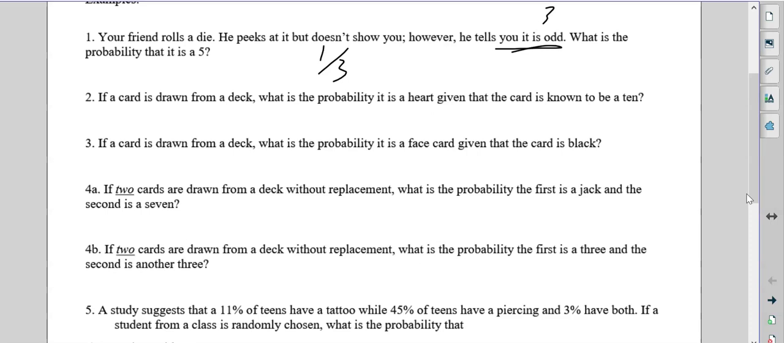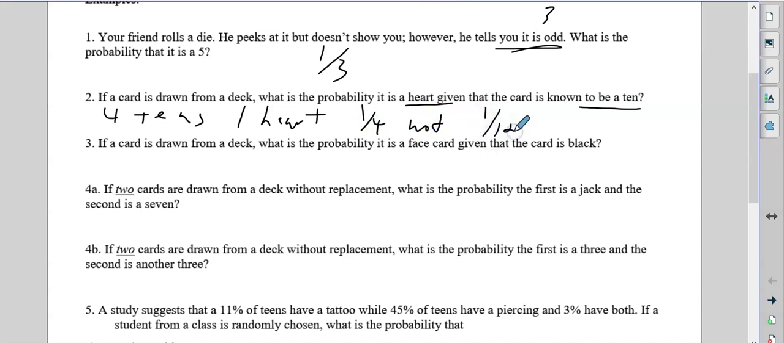If a card is drawn from a deck, what's the probability it's a heart, given that the card is known to be a 10? All right. Well, if you know it's a 10, you know there are 4 10s in the deck. And there's only one suit of hearts. So that's 1 out of 4, not 1 out of 13. You're not looking at the 13 hearts. You're taking the 4 10s because you know it's already a 10, and then there's only 4 of those: a heart, a spade, a diamond, and a club.